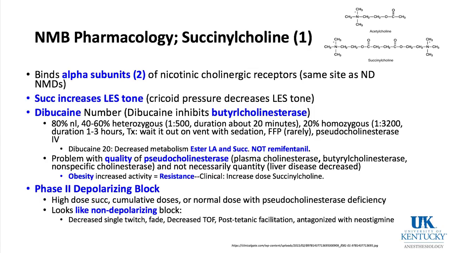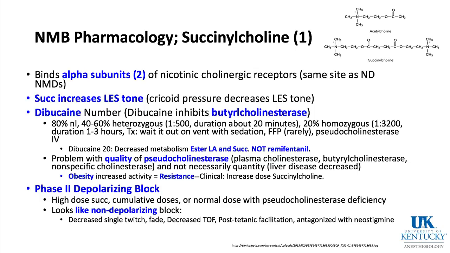So you can also have a problem with the quality of pseudocholinesterase, which is the Dibucaine number issue, or the quantity, where the liver is just not producing enough of the protein, someone with really bad liver disease. Interestingly, obese patients tend to have increased activity of the pseudocholinesterase and resistance, such that we increase the dose of succinylcholine in obese patients because of that increased pseudocholinesterase activity.